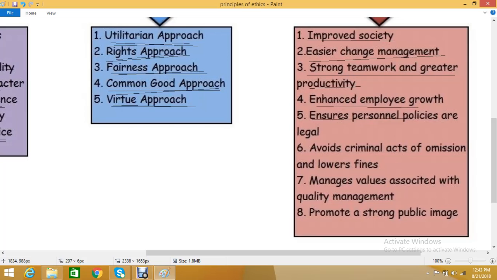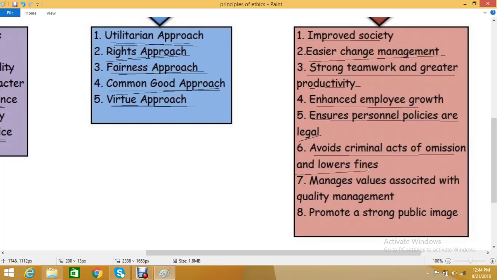Ensure personal policies are legal. We should take care that the policies should be legal. That is a benefit here, because some companies legally won't follow some terms and conditions. It will have a bad effect on employees and all. So ensure the personal policies are legal, it is a benefit. Avoid criminal acts of omission and lower fines.